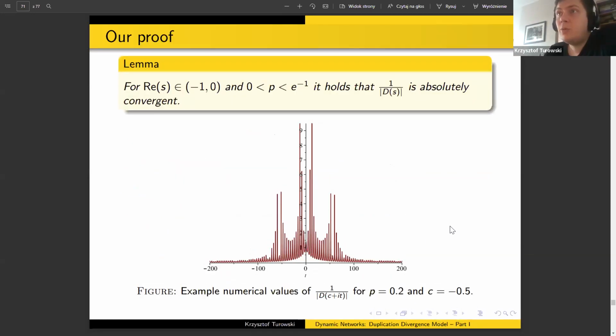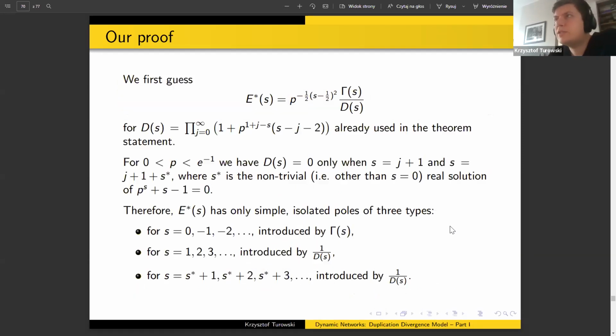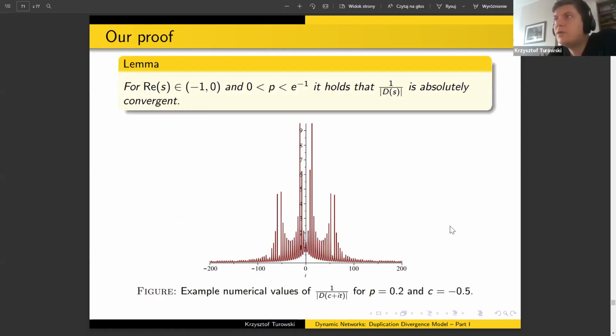And the trick is that we can use it. Actually this function behaves very well because d of s is absolutely convergent. Then actually it decays as the real value, so as the imaginary value goes to plus and minus infinity, but it is sufficient to know that it's absolutely convergent, at least for real parts of s being between -1 and 0.